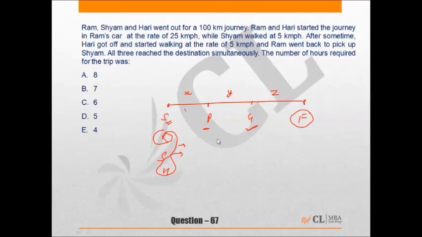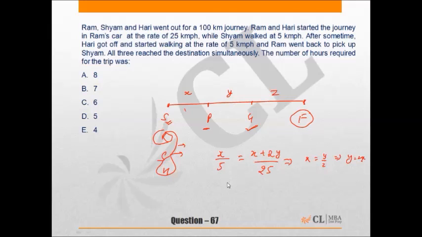So from here we can say that the time taken by Sam to travel the distance of x will be equal to the time taken by Ram to travel from S to G and come back to P. It will be x plus 2y upon 25. From here we get x equals y by 2, or y equals 2x.